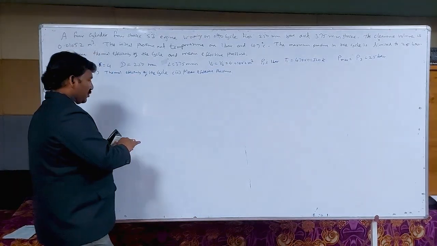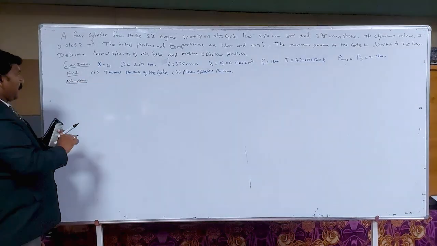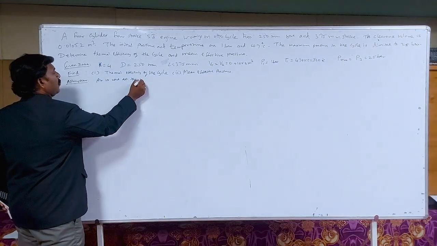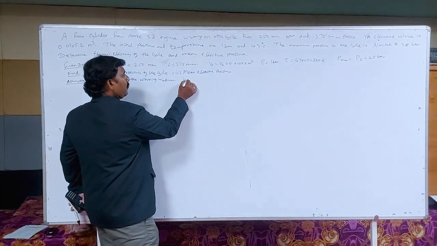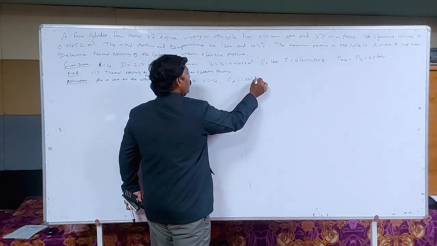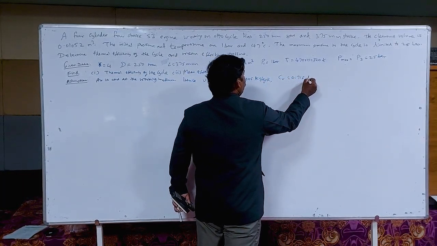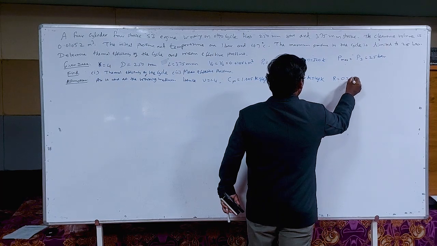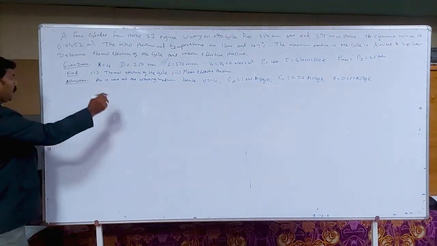So we have to start with some assumptions. The assumptions are: air is used as the working medium, hence gamma is equal to 1.4, Cp is equal to 1.005 kilojoule by kilogram Kelvin, and Cv is equal to 0.718 kilojoule by kilogram Kelvin, and R is equal to 0.287 kilojoule by kilogram Kelvin. Now we have to solve this problem. Solution.